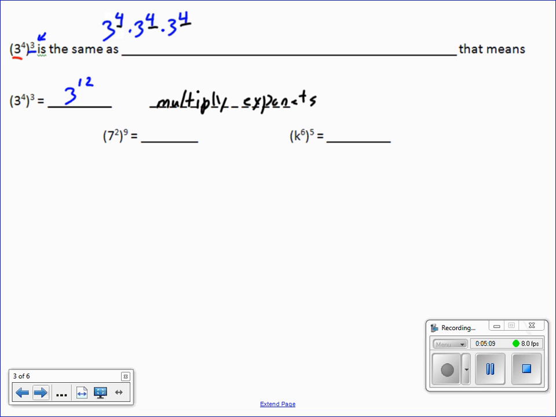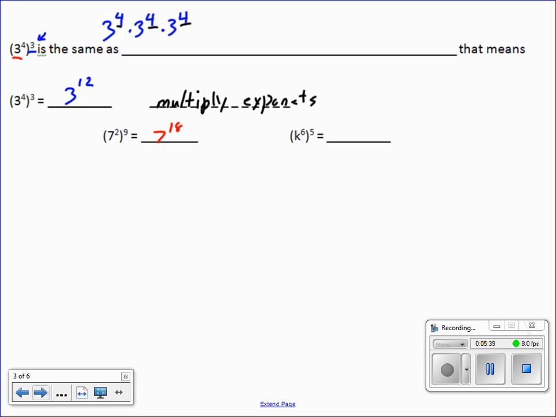Some examples here. 7 squared to the 9th power. 2 times 9 is 18. That'd be 7 to the 18th. 7 squared times 7 squared, and so on, nine times. I had 9 7 squareds, which give me a total of 18 7s multiplied together.